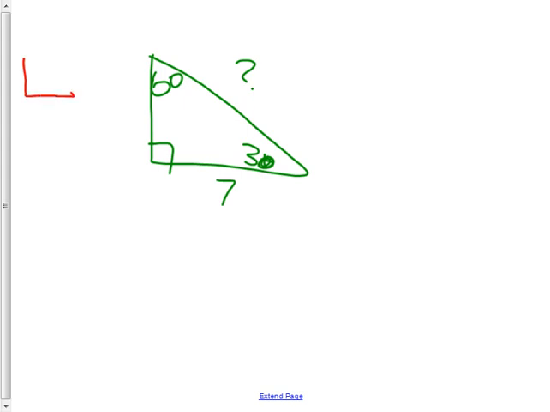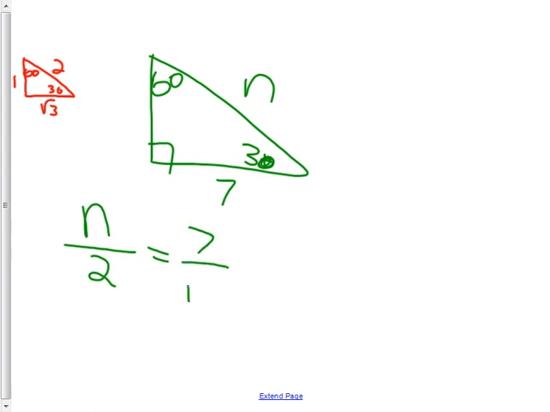Helper triangle. Across from the 30 is the 1, and then the 2, and then the square root of 3. Instead of question mark, maybe I should call this n. You can start with the n if you want. If I wanted to do that, I'd say n is to 2 as 7 is to square root of 3.